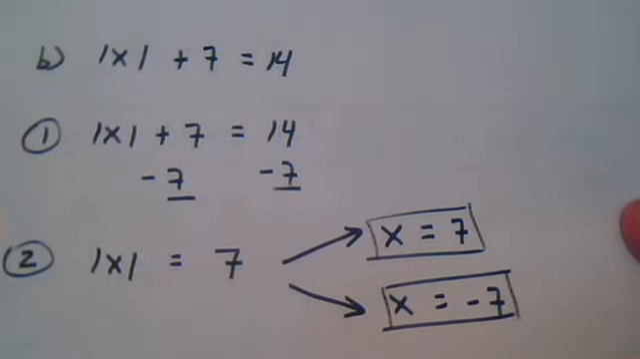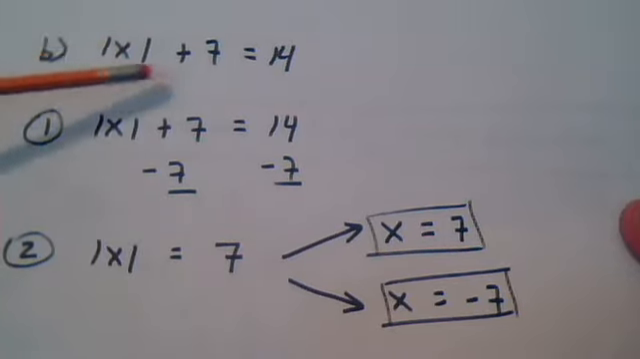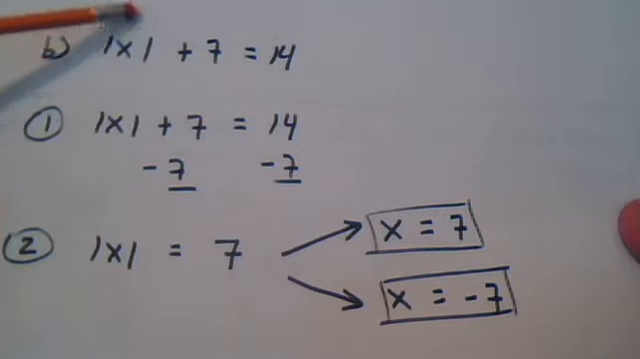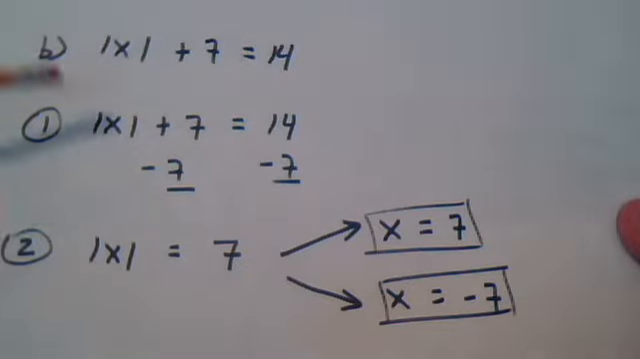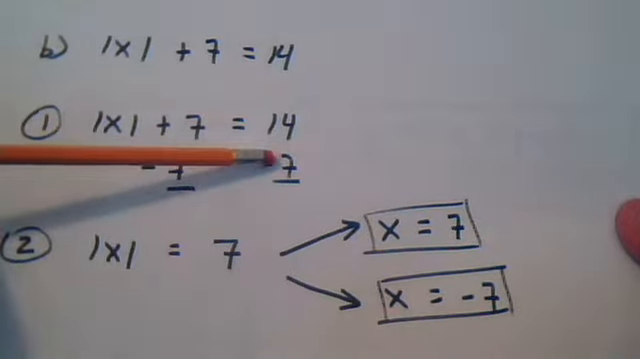This problem reminds us that before we can solve the absolute value portion, we need to isolate it. So you have to get the part that has the absolute value all by itself. So the 7 has to be moved over. So we subtract the 7 from either side. It cancels this 7. Now it's on this side.